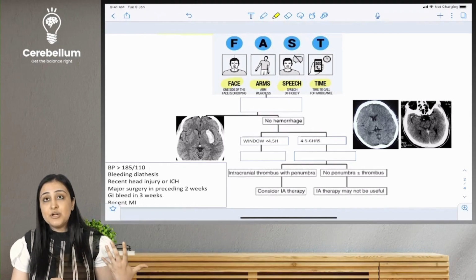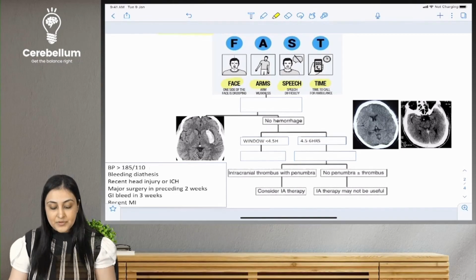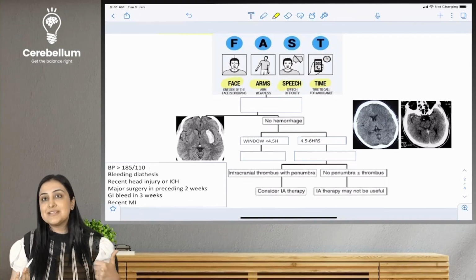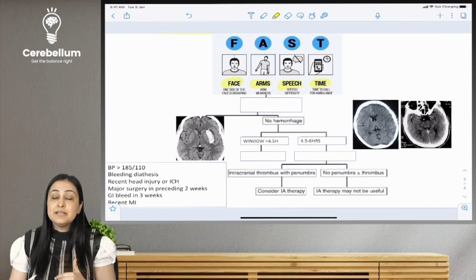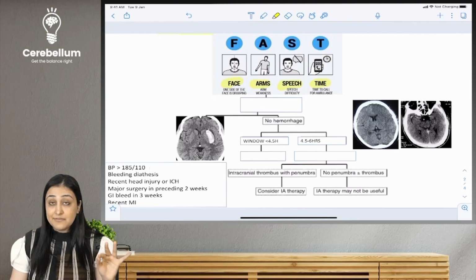So this is the mnemonic FAST, which is something that is now being made aware to the public a lot, that they need to be aware of these signs of stroke, so that we do not waste any time in taking the patient to the hospital, because remember, time is brain. We have to act very, very quickly.